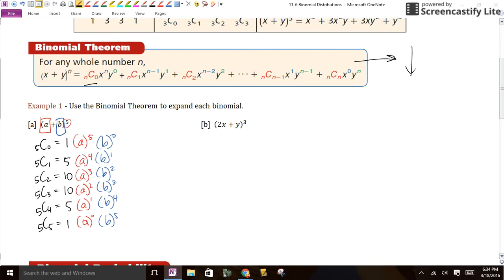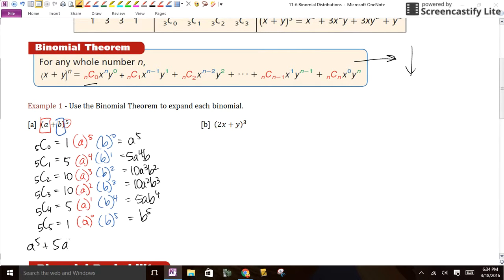So what do you get for each term here? I get a 1 a to the 5th, so a to the 5th. I get a 5 a to the 4th b. I get a 10 a cubed b squared. I get a 10 a squared b cubed. I get a 5 a b to the 4th, and I get a b to the 5th. And if you FOIL this out and make 0 mistakes, you will get your answer.